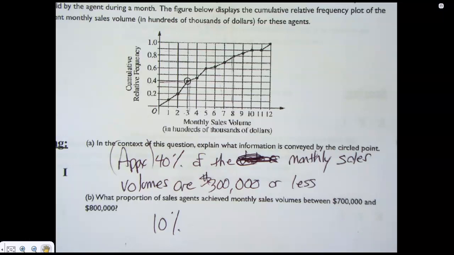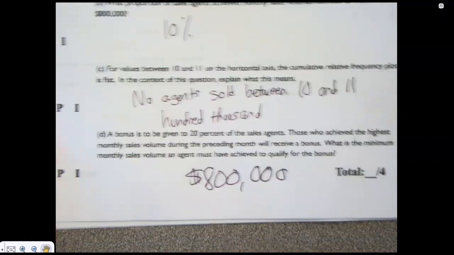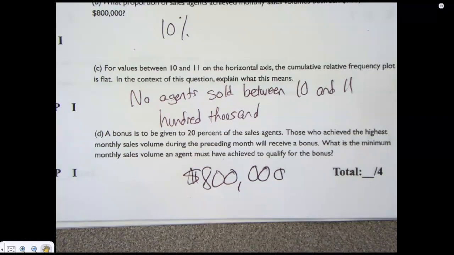So if I were making a histogram, this would be an empty spot. Because 90% are here or lower, and 90% are here or lower, there was nothing there to bump up to the next thing. Nobody sold that amount. Does that help? So the answer we would say is that no agents sold between 10 and 11,000. Or you could probably just put 10 and 11, but I would put the 100,000 if I remembered it. Does that make sense?